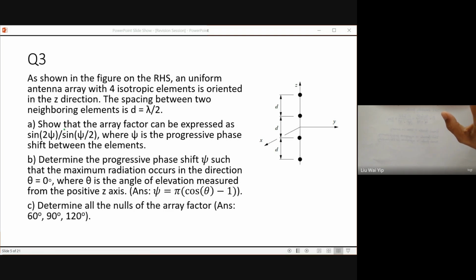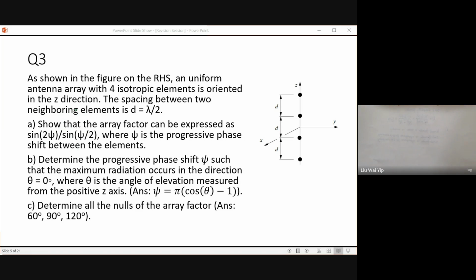I'm going to show you the proposed solutions to question 3 of our revision exercise, the antenna models. Basically, the question is about the calculation of the array factor for the array as shown on the right hand side.